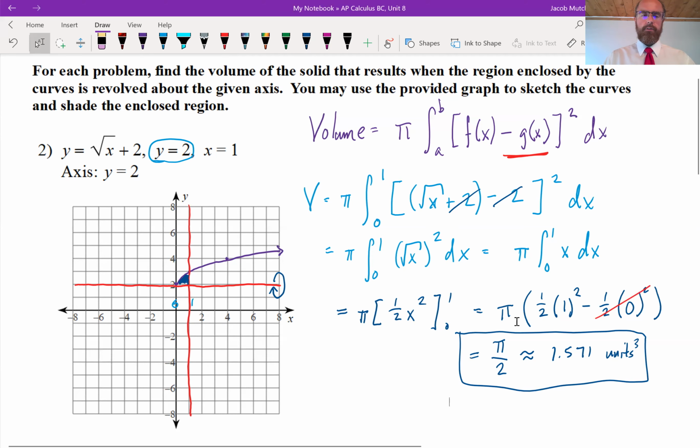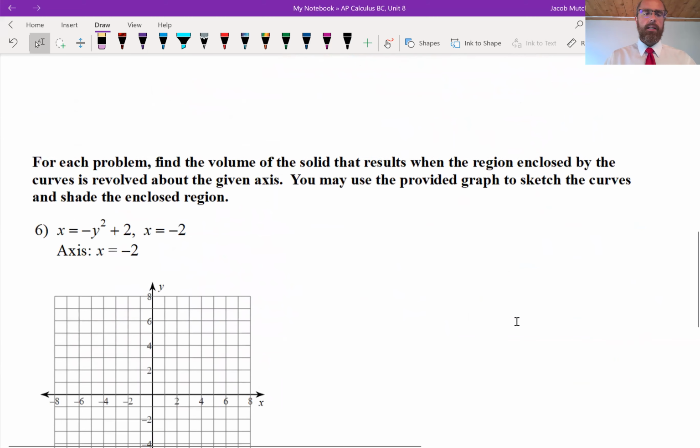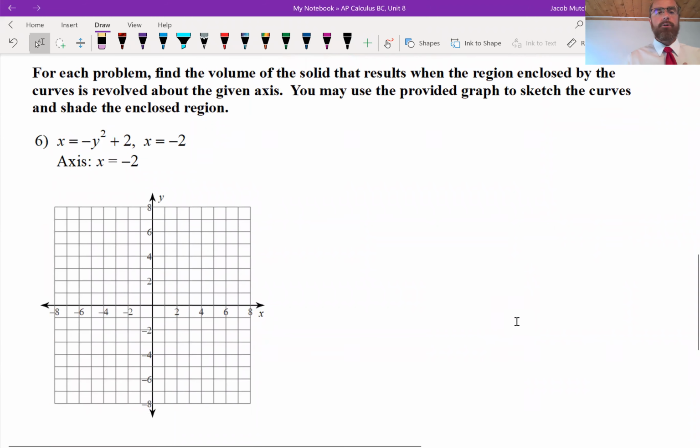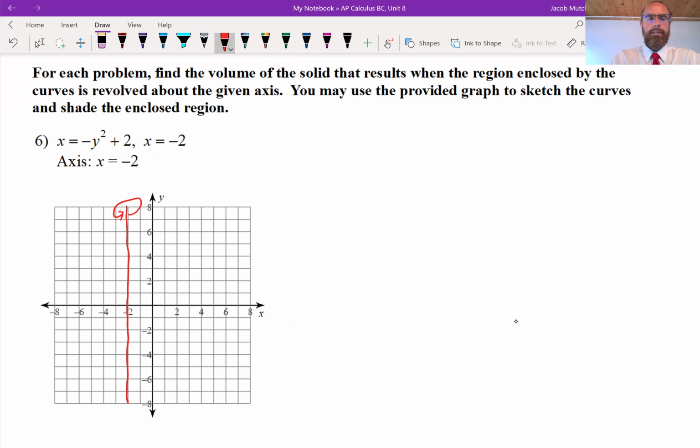That one is definitely a function defined in terms of x. Let's take a look at an example of a relation defined in terms of y. Our relation here is x equals negative y squared plus 2. And we want to consider that our axis, which is usually the y-axis, has been shifted over into quadrants 2 and 3 to the line x equals negative 2. So I'm going to draw that line in to begin. That'll be the axis of revolution. We're going to revolve around there.